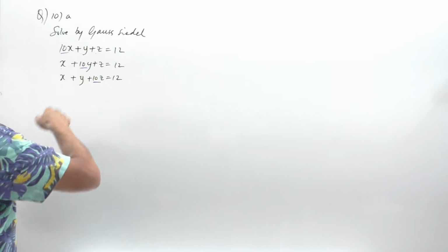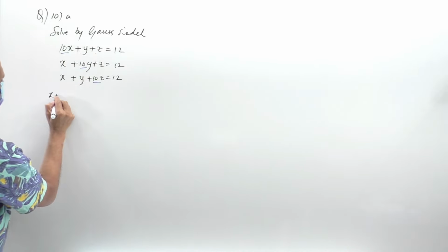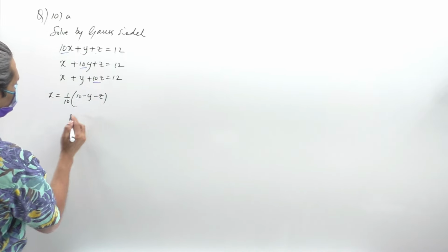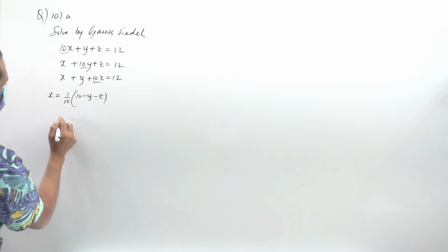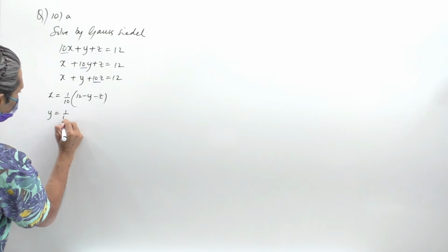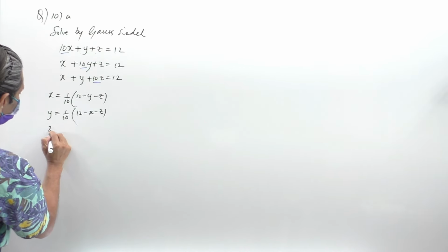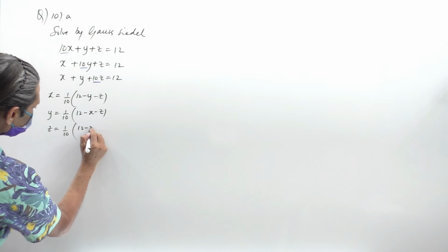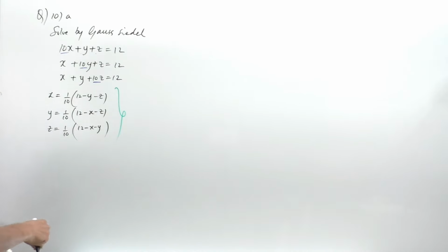We have 10x plus y plus z is equal to 12, so we make equations for Gauss-Seidel. From 10x plus y plus z is 12, x will be equal to 1 by 10, 12 minus y minus z. These equations are useful for iterations. Then from x plus 10y plus z is equal to 12, y is equal to 1 by 10, 12 minus x minus z. And finally, z is equal to 1 by 10, 12 minus x minus y. With these equations only, I go through the iterations.